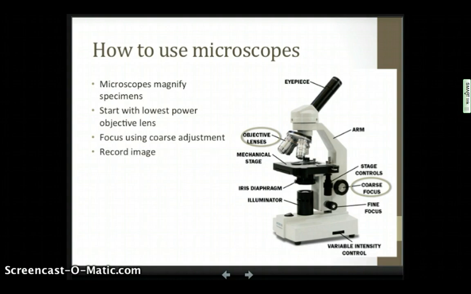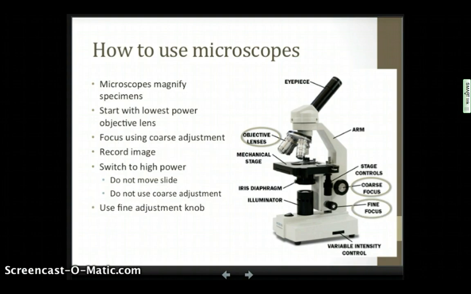You're going to record the image. Then you're going to switch the objective lens again. You'll turn that nose piece to high power. Do not at this point move the slide or use the coarse adjustment knob, because it could damage the microscope and could also bring your specimen out of focus. Instead, you'll use the fine adjustment or fine focus knob when you're in high power.